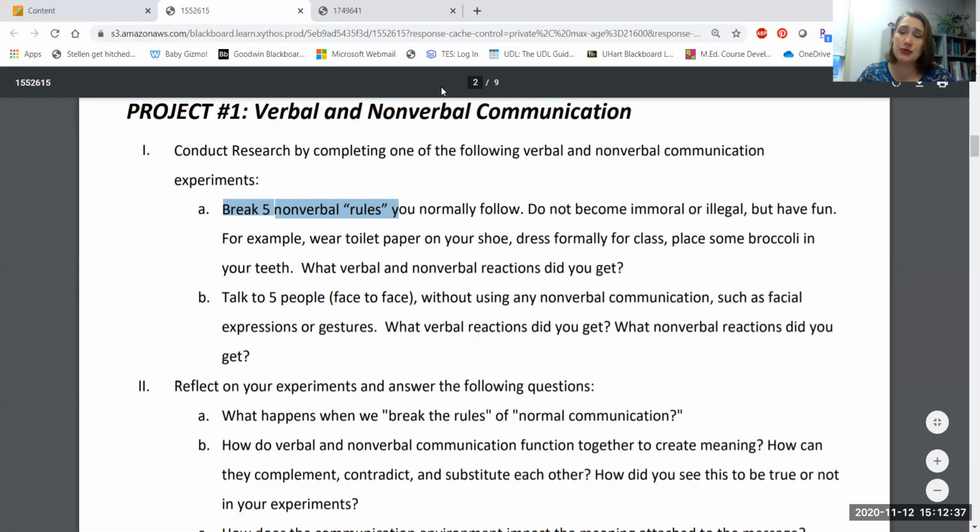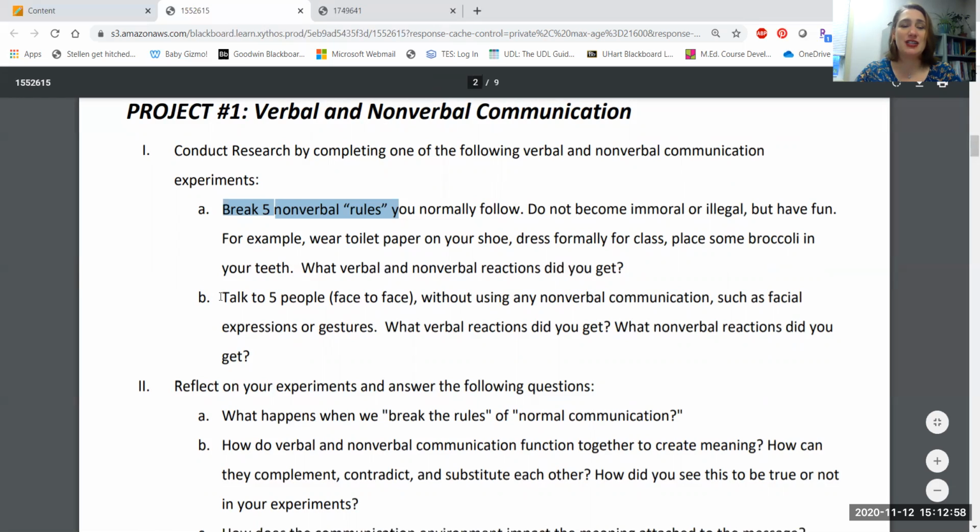And I really caution you with this one in particular because an obvious one might be going without a mask in public or getting too close to people. And while those are legitimate for research, I don't want to put you or anyone else at risk either. So I really discourage you from doing either of those nonverbal rules.